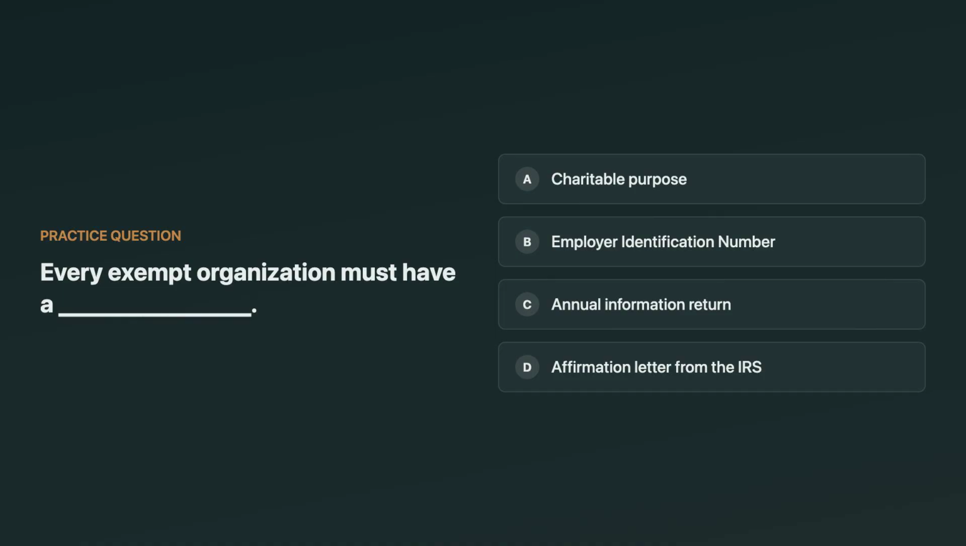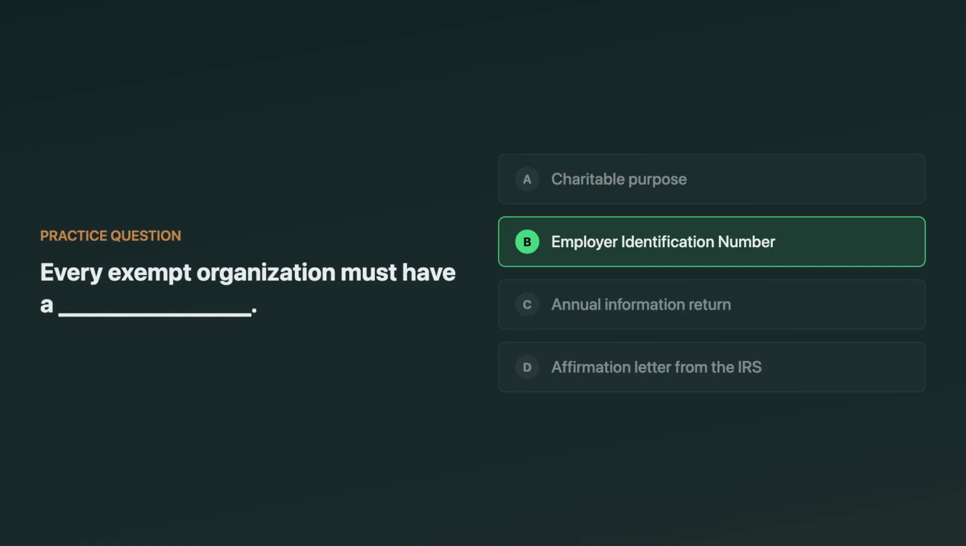Every exempt organization must have a what? A charitable purpose, an employer identification number, an annual information return, or an affirmation letter from the IRS. Watch for the word every, because it wipes out a lot of exceptions. Think about it.